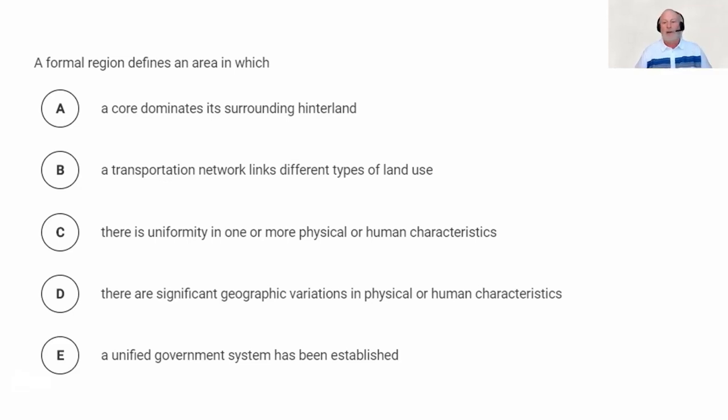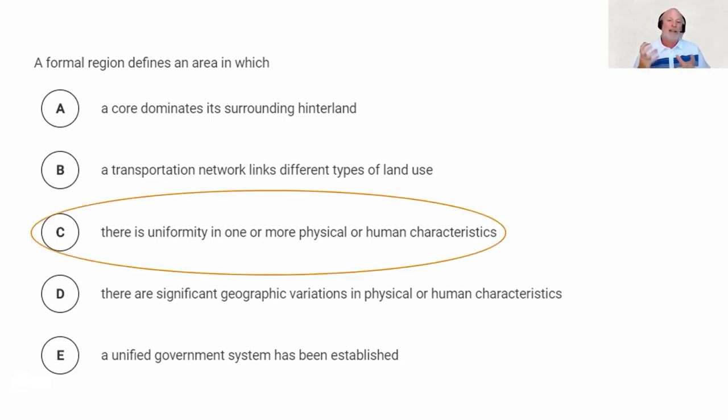So what we're going to look for is C, right? Because it's got uniformity in one or more human or physical characteristics. And that's what we want you to remember: formal, AKA uniform. It definitely helps you to get that question right.